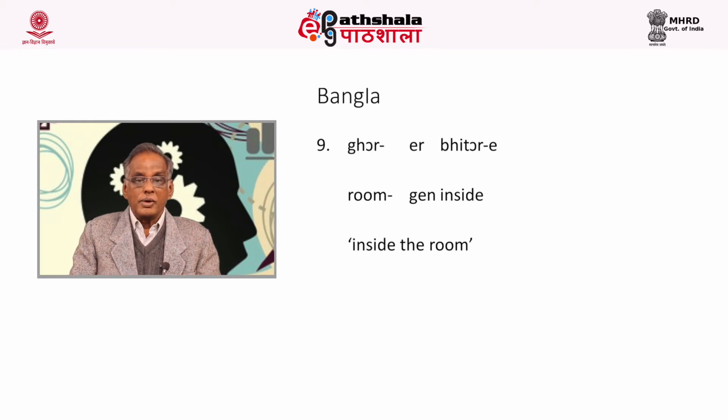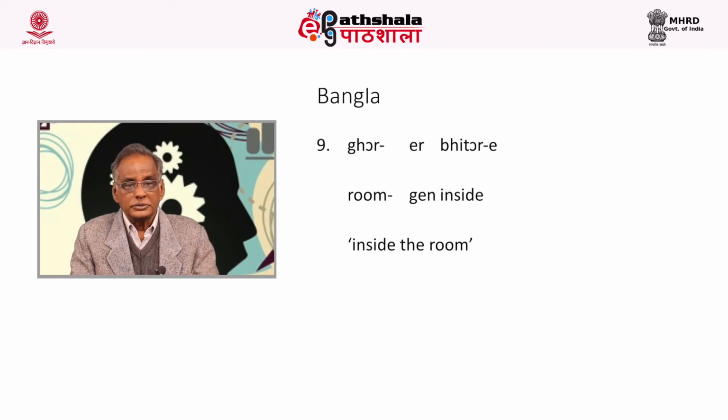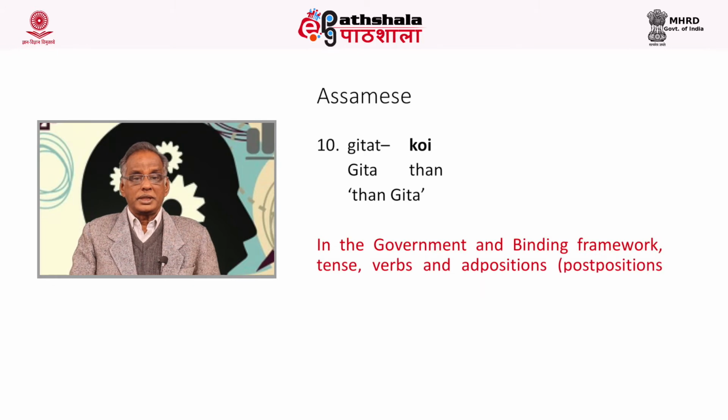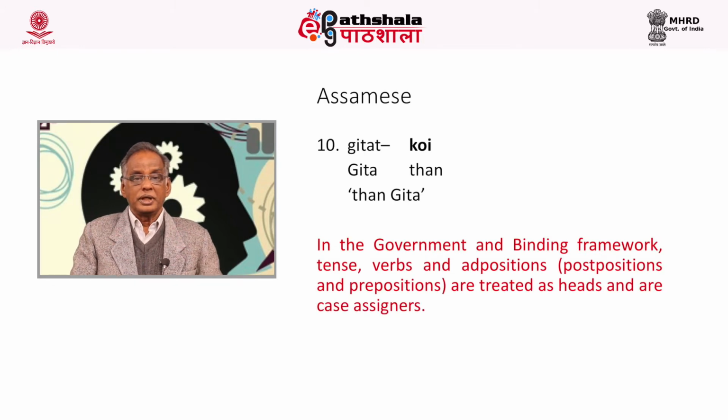So the genitive follows the noun ghor, and Bhitore also is a kind of postposition. So that follows the phrase inside Bhitor. In Assamese, take an example like Dan Gita, Gitat Koi. Koi is Dan. Dan follows the noun Gita.